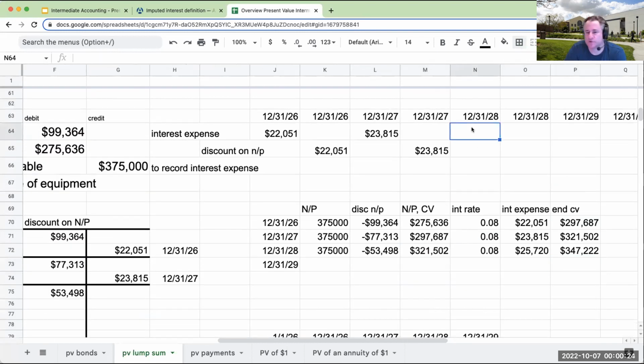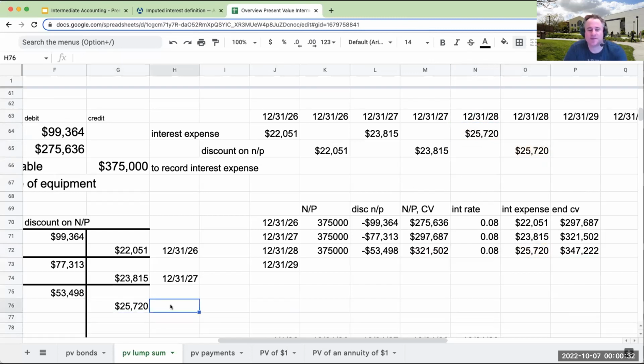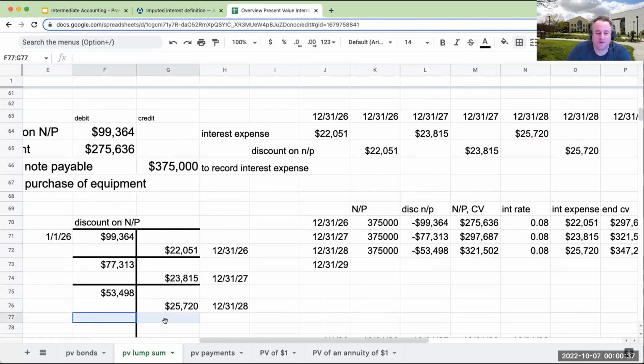Let's go ahead and do the journal entry. I'm going to debit interest expense for 25,720, crediting discount on bonds payable. Excuse me, the discount on notes payable. I knew I was going to mess it up. Okay, right over here, I'm now coming over here and I'm getting 53,498. So this is me 27,778.